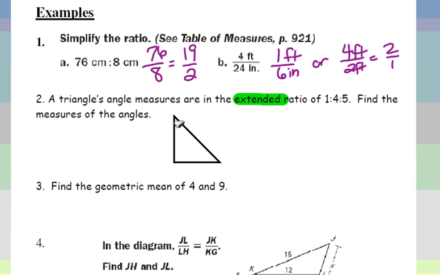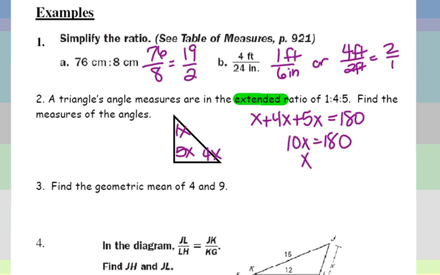What I'm really saying is that if this one is 1x, then this one would be 4x, and this one would be 5x. And I can find the measures then because I know that the sum of all of those must equal 180. So I would take x plus 4x plus 5x, and I would set it equal to 180. And these all add up to 10x equals 180, which means that x equals 18. And then the measures of the angles are, one of them is going to be 18 degrees. The next one's going to be 72 degrees. And then my final one would wind up being 90 degrees.